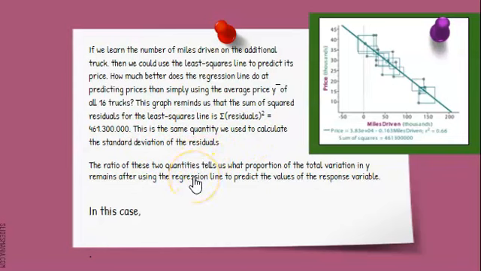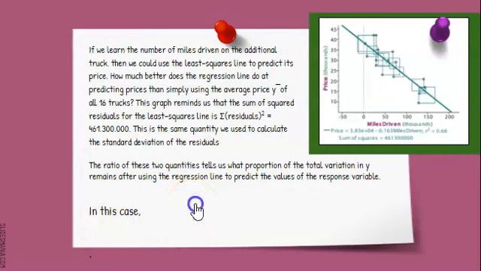Now, the ratio of these two quantities that we've talked about tells us what proportion of the total variation in y remains after using the regression line to predict the values of the response variable. Now, that's a mouthful, I know that. So we know that is the sum of the squares when they're compared to their mean, and here's the sum of the squares compared to the regression line.